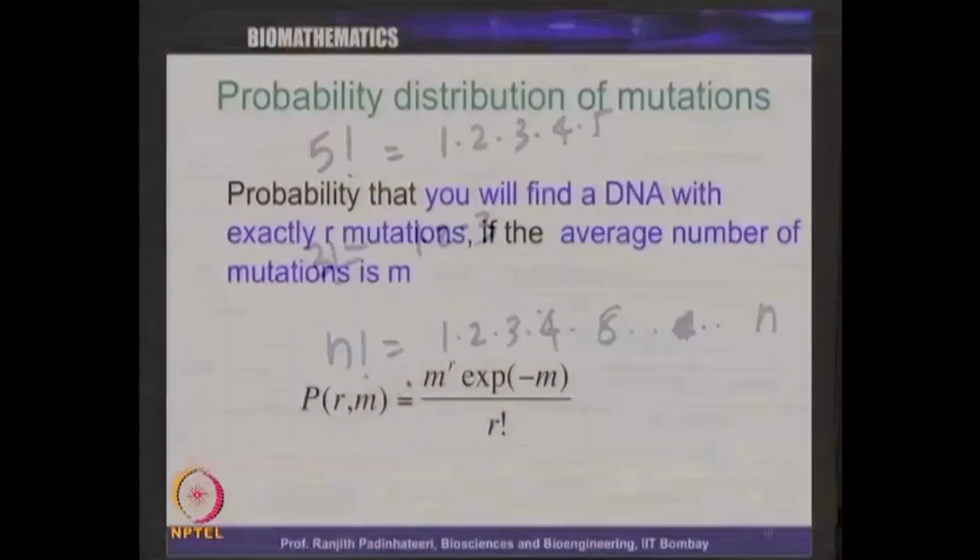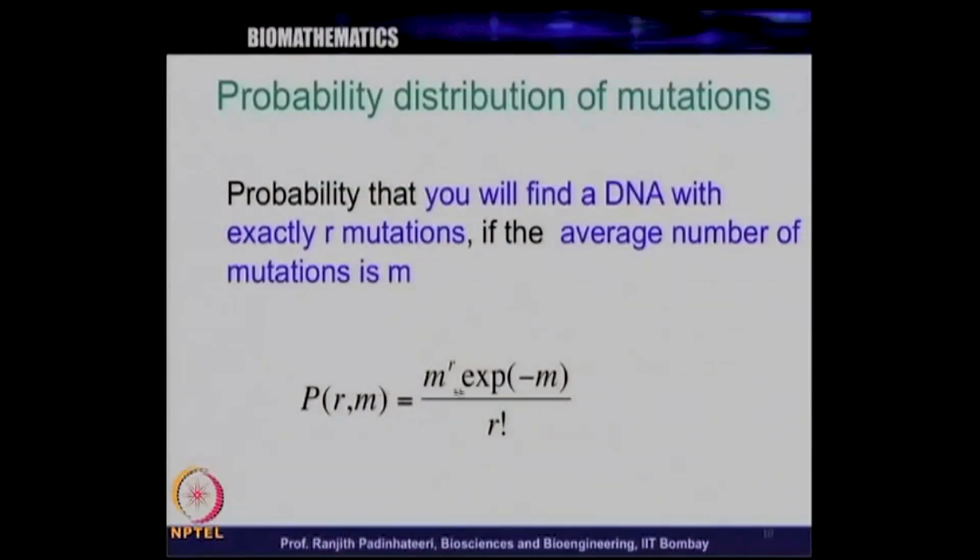So, P of r comma m is m power r, e power minus m, by r factorial. This is the probability that you will find a DNA with exactly r mutations. This is called the Poisson distribution. Let us go back and think a bit more.